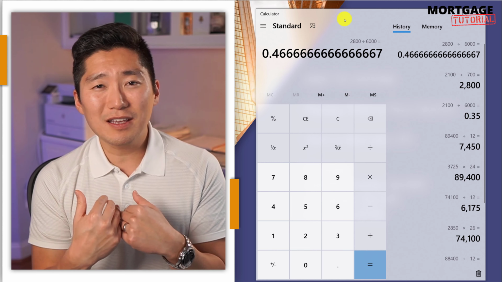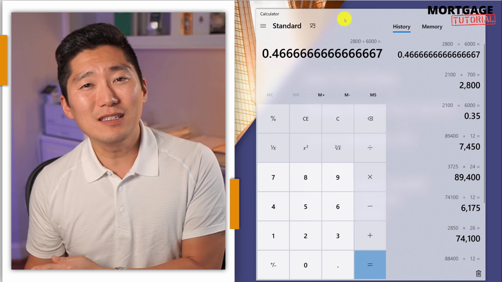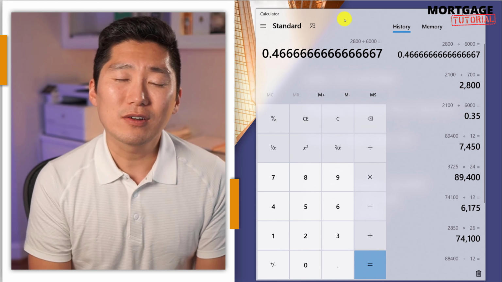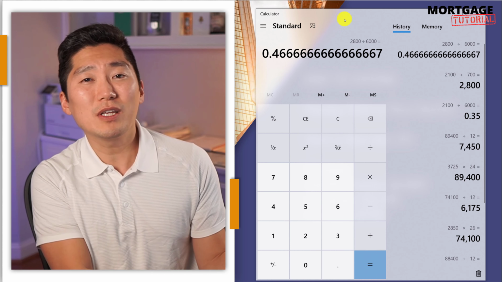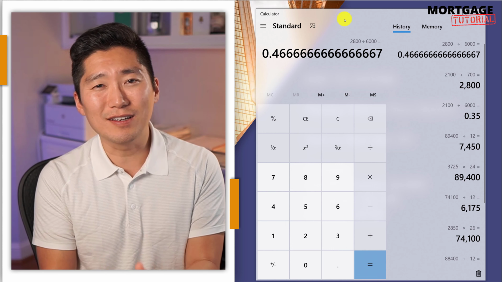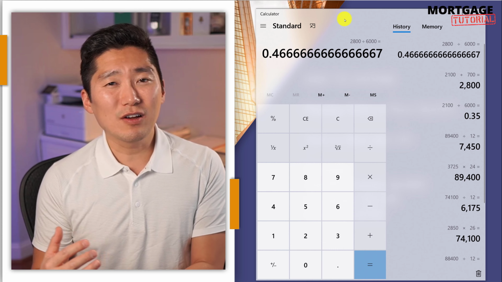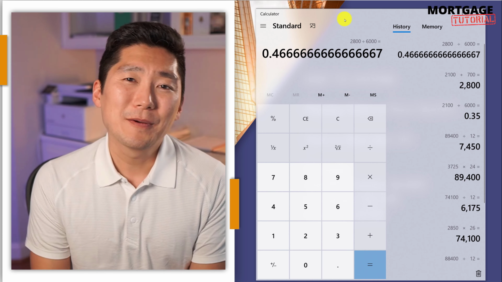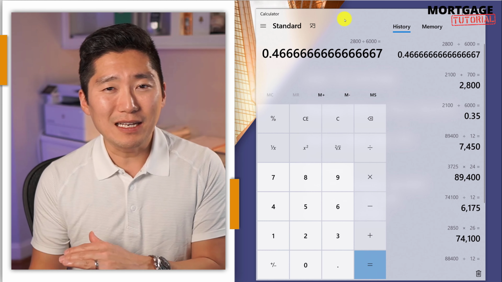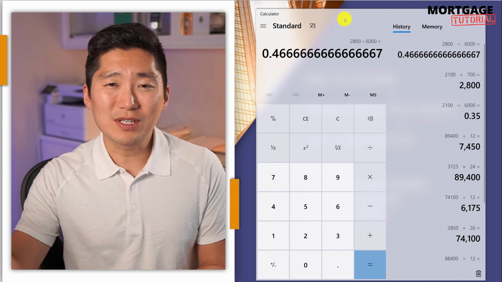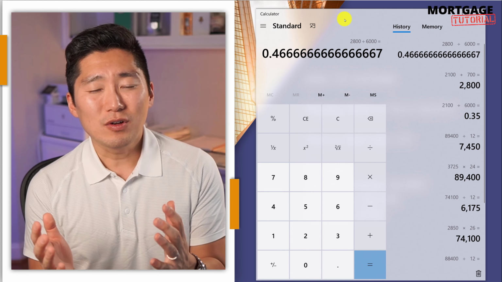Now, what do we look at? We look at the back-end DTI for a conventional or FHA loan, which is going to be 46.67. There's going to be certain circumstances where we're going to be looking at the front end, but most of the time, I want you to focus on the back-end DTI. As long as for a conventional loan, it's under 50%, you should be good. And then for an FHA, depending on the down payment, it's going to be ranging from 57% all the way down. Okay, so I want you to focus on that.